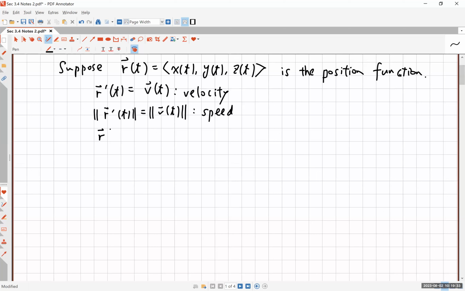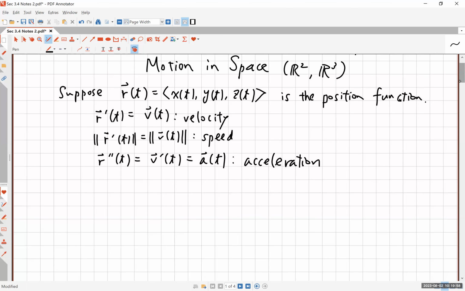And then if you take the second derivative of the position function, which is r double prime, which is also v prime, because v itself is the derivative of the position function, that becomes, of course, the acceleration vector. So this is called the acceleration, the second derivative. Not too bad, right? It's not as difficult as some of the other stuff that we have studied.